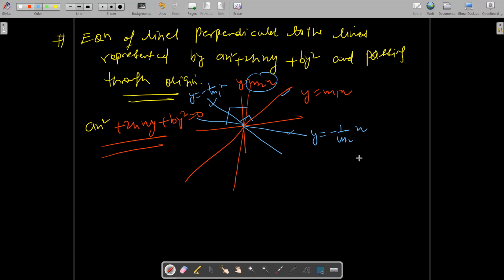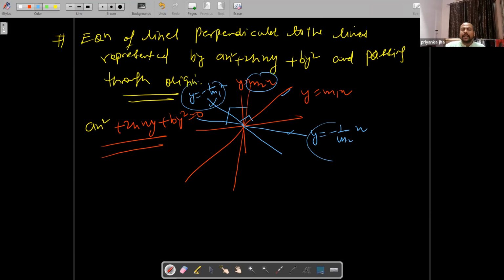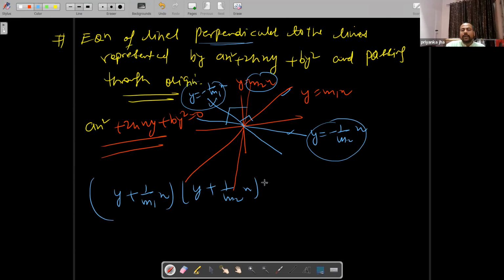Archit? Yes, sir. Now we have to find the combined equation of this line and this line, the combined equation of lines perpendicular to the given lines. So just do one thing: y plus 1 by m1 into x, into y plus 1 by m2 into x, equal to 0. Simple, just solve it. y square plus 1 by m1 plus 1 by m2 into xy plus 1 by m1 into m2 into x square equal to 0.